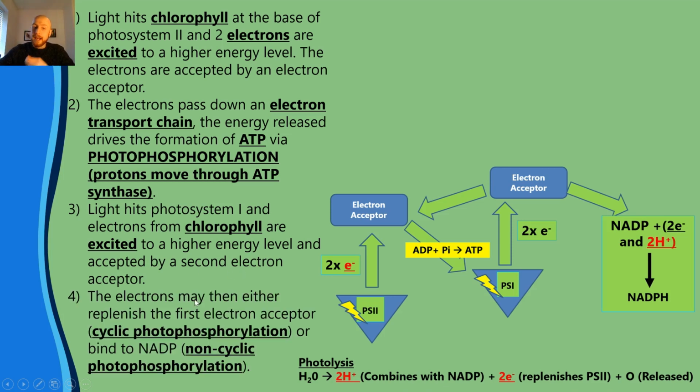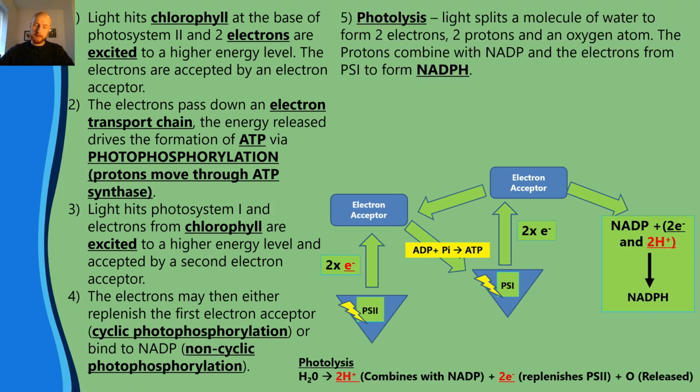Now number 4, the electrons may then either replenish the first electron acceptor, so they can go back to that one, and that will be cyclic photophosphorylation, so it will be going from PS1 to the electron acceptor to the next electron acceptor back to PS1, which is cyclic, or they can then carry on to that NADP, and then it will be non-cyclic because that breaks the cycle, okay, so it breaks the cycle, and that will then lead to the creation of NADPH, which is needed for light-independent photosynthesis, which is where glucose is made.